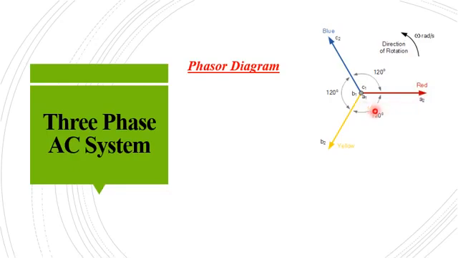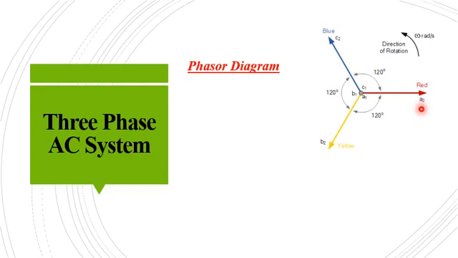Then the VY phasor is delayed from the R phasor by 120 degrees, so it is drawn downwards. The gap is 120 degrees. Then the VB phasor is delayed from the Y phasor, or it is lagging the Y phasor by 120 degrees, or in other words it is leading the R phasor by 120 degrees. So it is drawn upward. This is the phasor diagram of the 3-phase AC system.